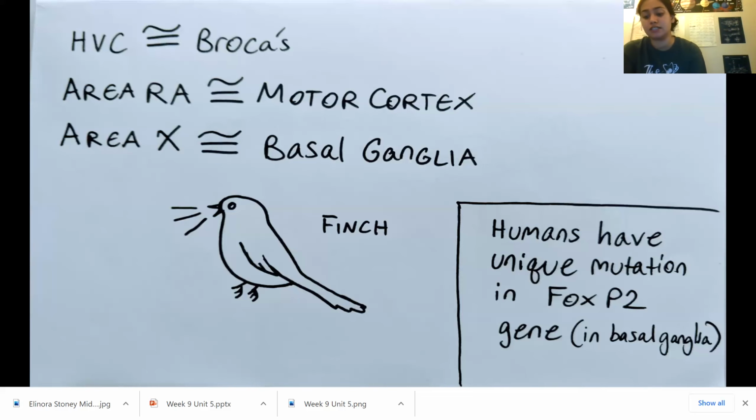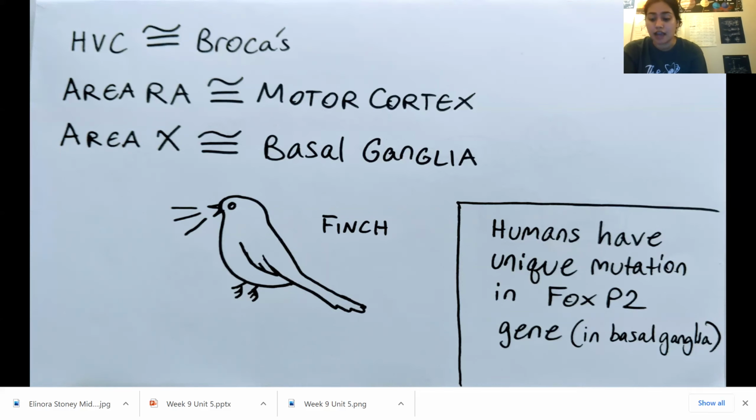So in the finch, during singing, the HVC, which is analogous or equivalent to Broca's, communicates with area RA, which is analogous to motor cortex. When learning a new song, the HVC communicates with area X, which is analogous to the basal ganglia, which then communicates with the thalamus, and that finally communicates back to HVC, as well as to other cortical areas. If the finch HVC is damaged, then a young finch's song actually becomes nonsense, and an adult finch's song also becomes nonsense.